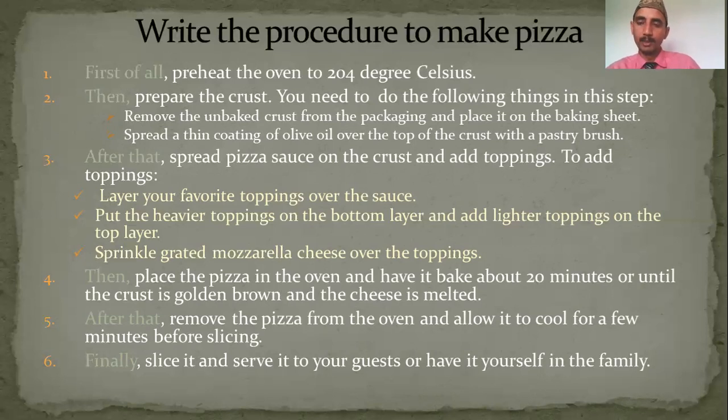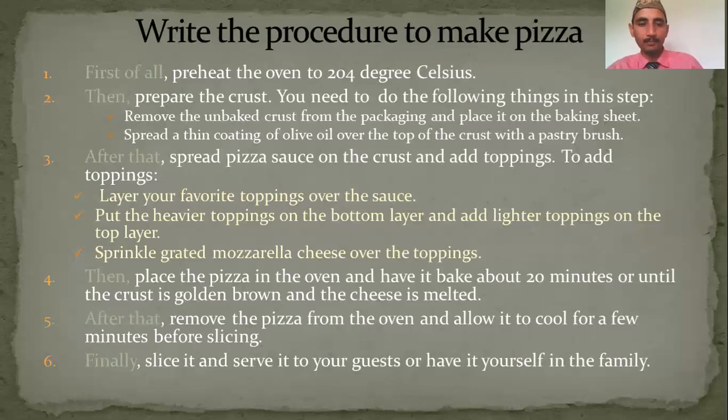After you make the toppings ready, what is the last thing you do? You put the cheese. And number 4, then place the pizza in the oven and bake it about 20 minutes or until the crust is golden brown and the cheese is melted. So number 4 is the actual cooking process here. Steps 1, 2, 3 are the preparation phase. Number 4 is the cooking phase.